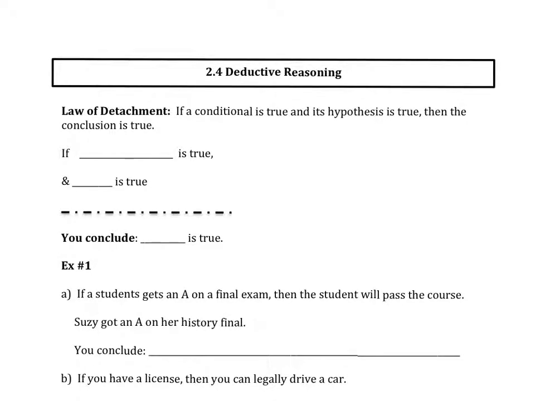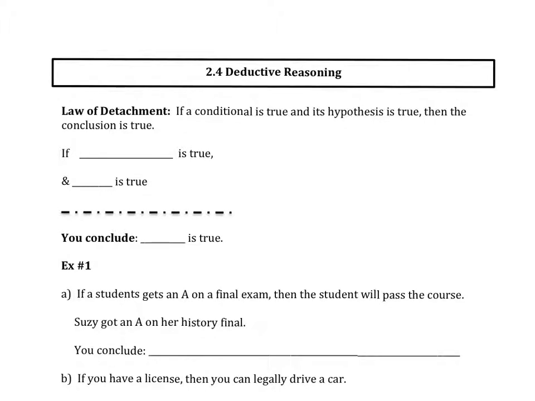2-4 is doing deductive reasoning. We talked about inductive reasoning in 2-1. Inductive is reasoning based on a pattern that you see. Deductive reasoning is reasoning based on statements that you see. So it's like, they're telling me this, therefore this must be true. Okay, so deductive reasoning, slightly different.